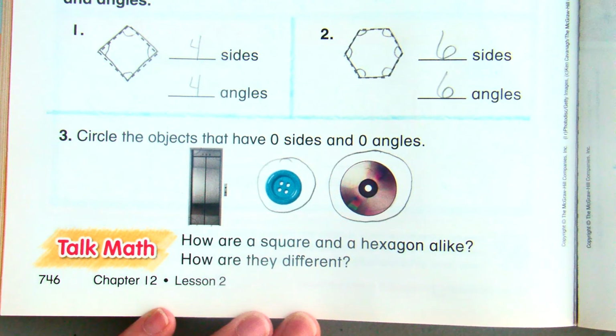Here's a question you can talk about with your parents or your brothers and sisters. How are a square and a hexagon alike? And how are they different? So have that discussion with someone at home today.